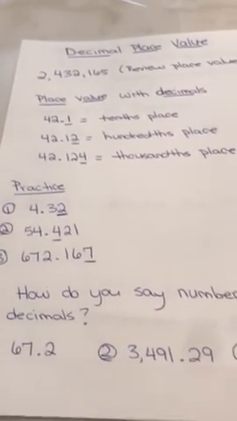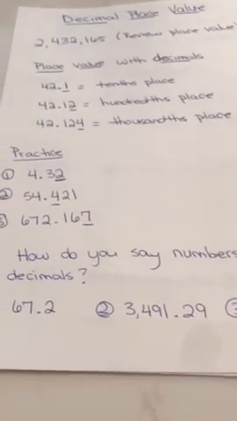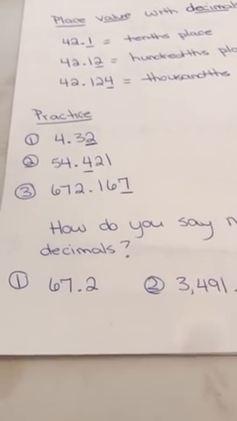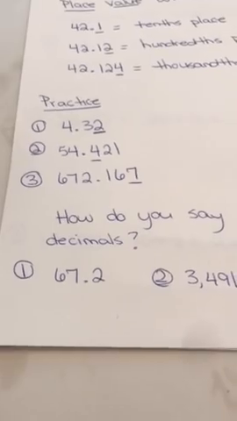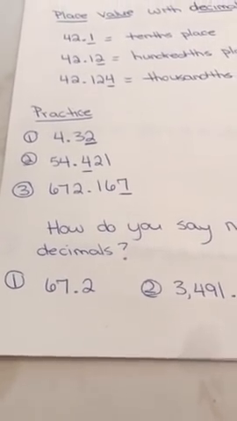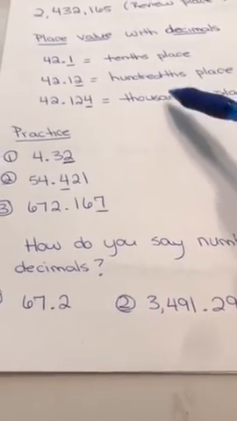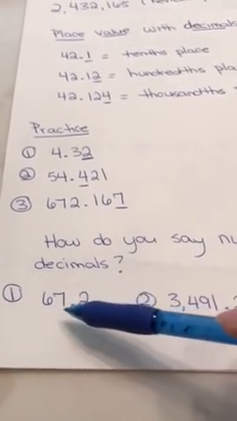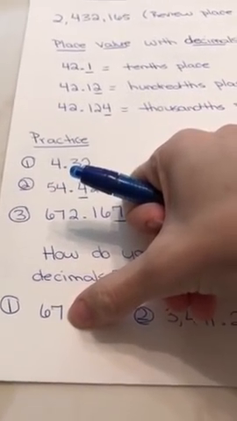Okay. How do you say numbers with decimals? That's important because I told you later on we start talking about decimal and fractional relationships. That's going to come into play when you are relating a fraction to a decimal. So now that we've reviewed our place value, we're going to put it together here. If I look at this number, again, I'm covering up my decimal. That's a regular 67.